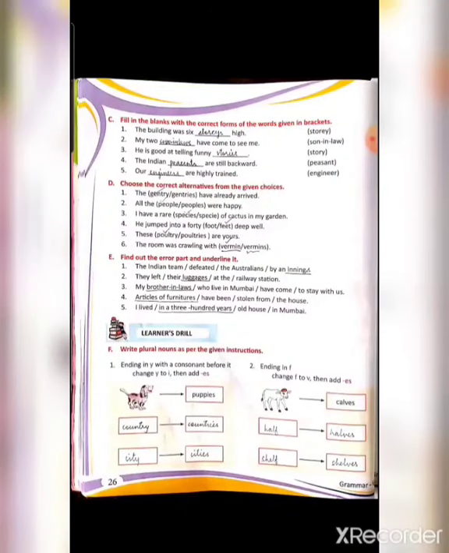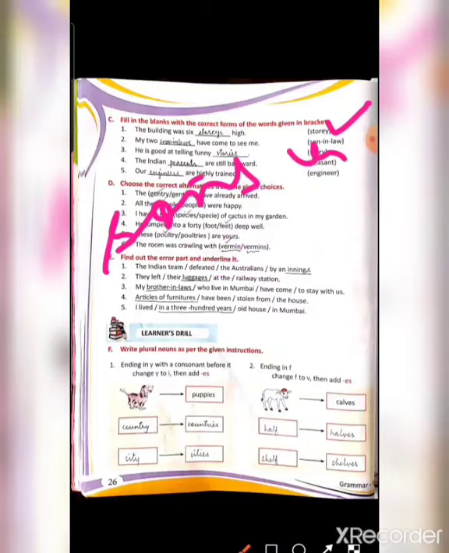Next one, C question, fill in the blanks with the correct forms of the words given in brackets. So the building was six stories high. So beta, plural will be used, so six stories high. My two dash have come to see me, son-in-law. So we have done sons-in-law. My two sons-in-law have come to see me.